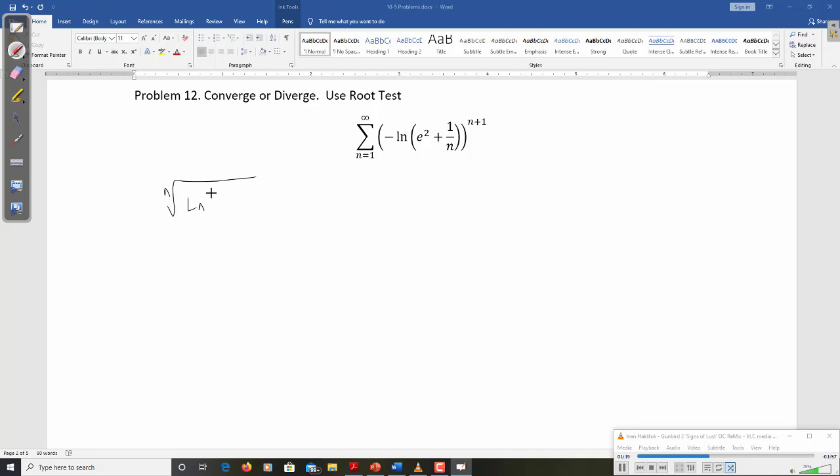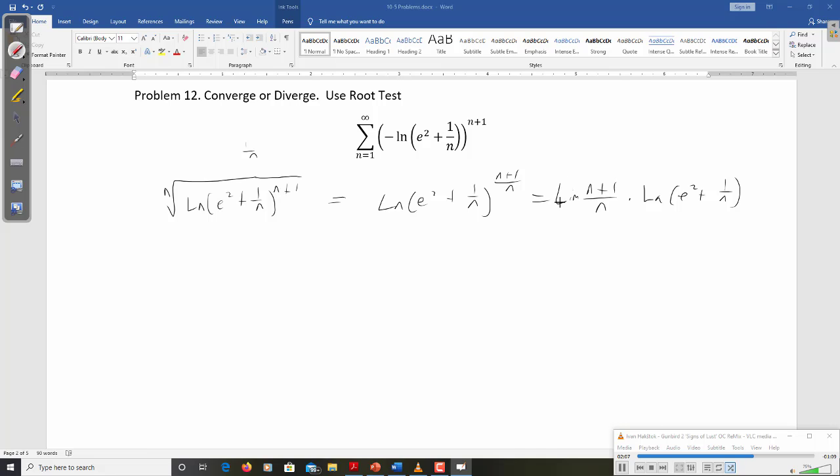Ln of (e squared plus 1 over n) to the n plus 1. Well, that's the same thing as raising to the 1 over n power, so you can multiply their exponents. Ln of (e squared plus 1 over n) to the (n plus 1) over n, which of course you can then bring down the exponent. That's (n plus 1 over n) times ln of (e squared plus 1 over n).